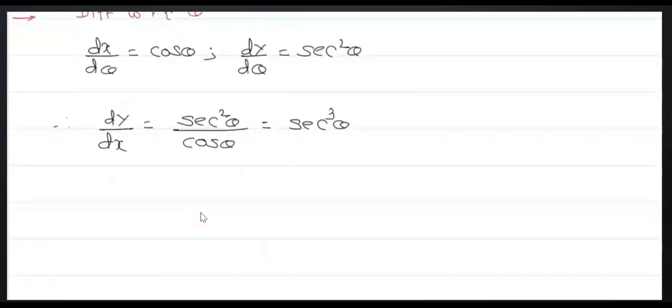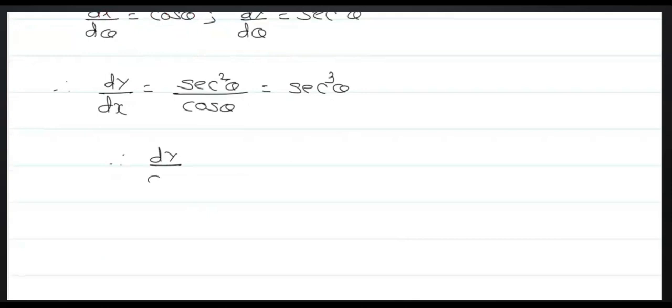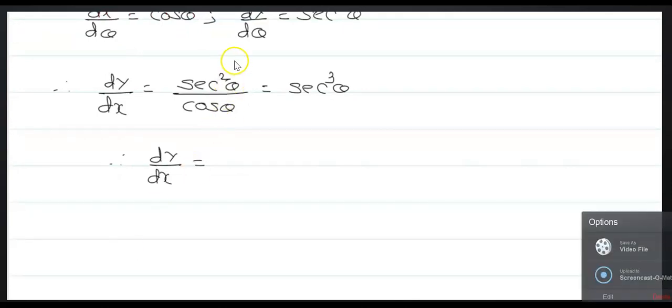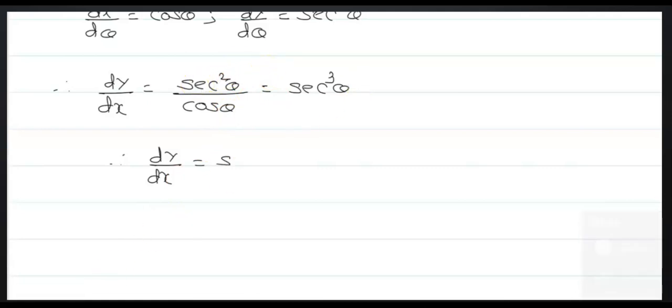That is sec cube theta. Now, how does that sec cube come? That is 1 upon cos. 1 upon cos becomes sec theta, and it becomes sec cube theta. Therefore, dy/dx is equal to sec cube theta. Now, we will take the next one directly.